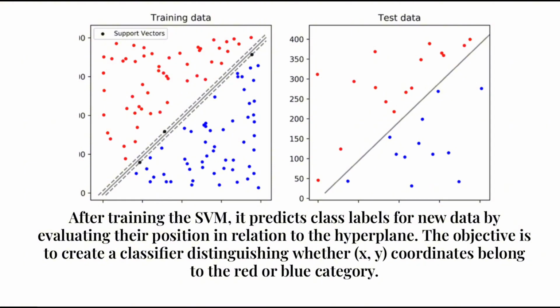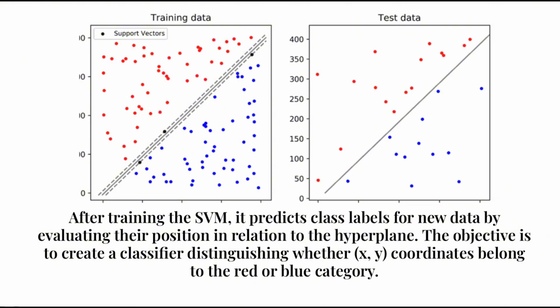Here's how SVM works for classification. It starts with data representation. SVM works with labeled training data. Each training example consists of an input feature vector and a corresponding class label. And then it finds the optimal hyperplane. SVM aims to find the optimal hyperplane that best separates the classes in the feature space.